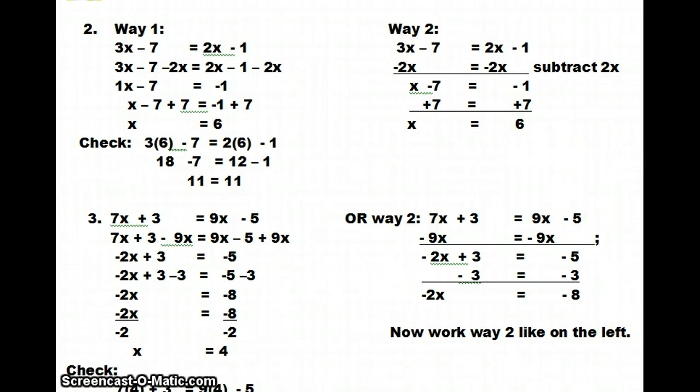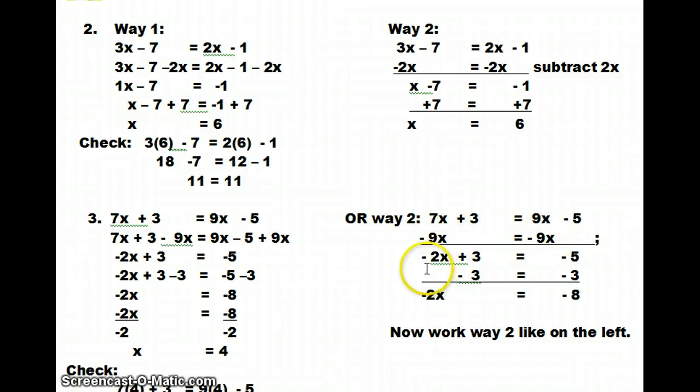On problem number 3, again, it has a variable and a number, and a variable and a number. On this one, again, I'm going to choose to put my variables on the left, so that means we want to get rid of this 3, and we want to get rid of this 9x. We do that by taking their opposites, so minus 9x and minus 9x on each side.